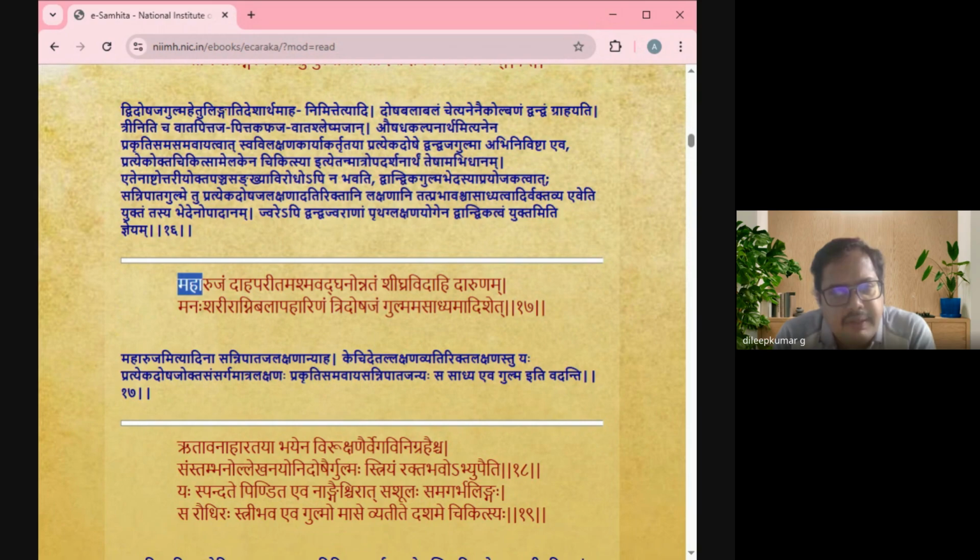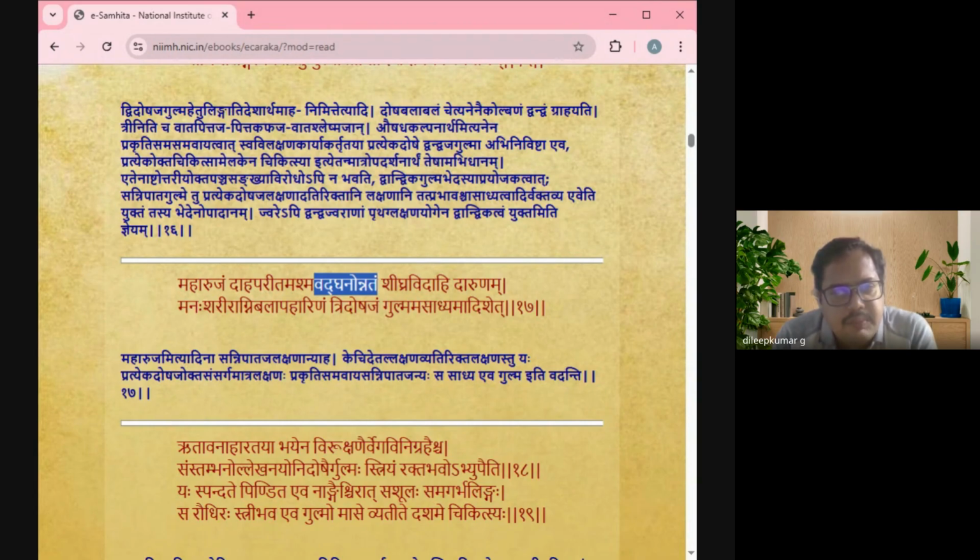Maharujam, very severe pain. Daha Paritam, very severe burning sensation. Malignant fevers may be seen, because the malignant tissue becomes metastatic and circulates in the body. Ashmavad Ganonnatam is the most characteristic feature, stony hard consistency. It is a clear-cut stage of carcinoma, or a clear-cut stage of sarcoma with soft tissue transforming into very stony hard consistency.